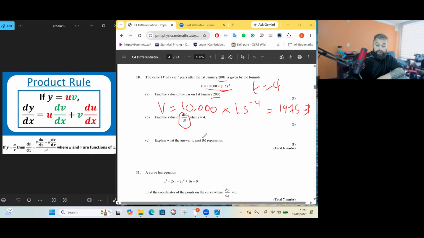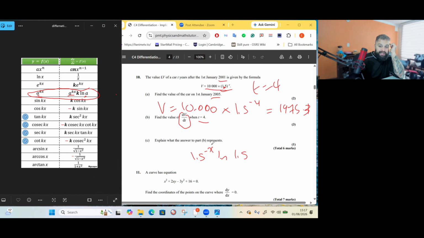So they want me to differentiate with respect to t and find that. When you're trying to differentiate an exponential, you have to use this rule over there. So we got a over there, and a in this case is 1.5. And then you write a^(kt). So you just basically go 1.5 to the power of minus t.